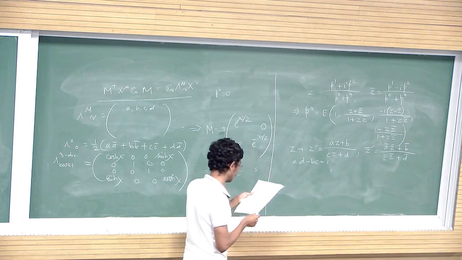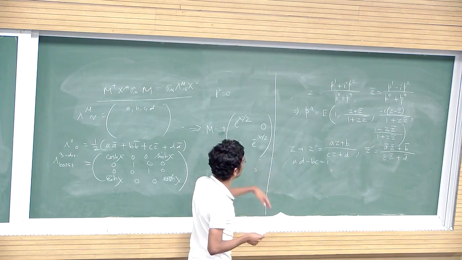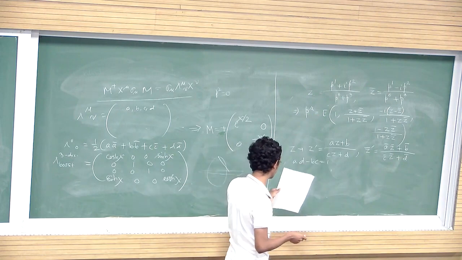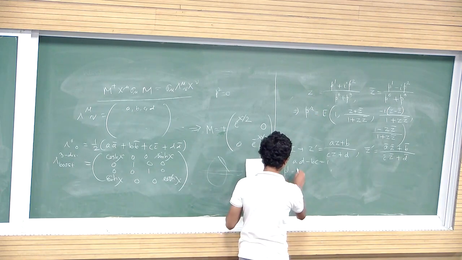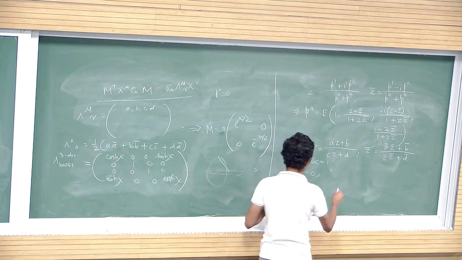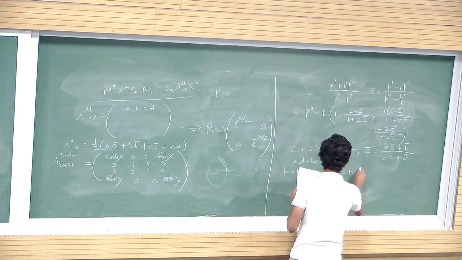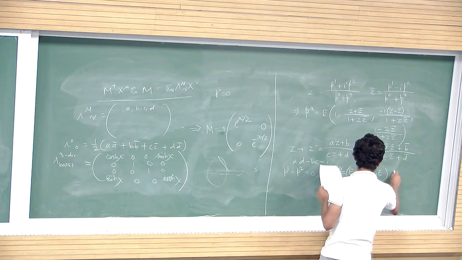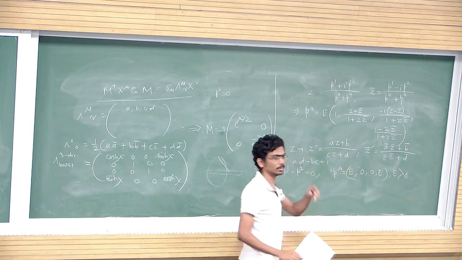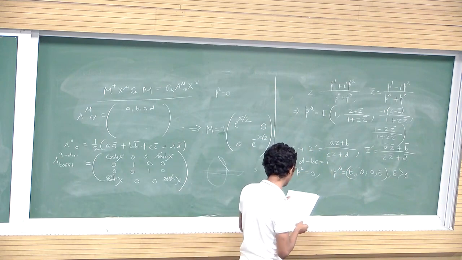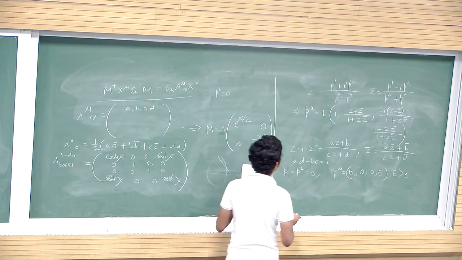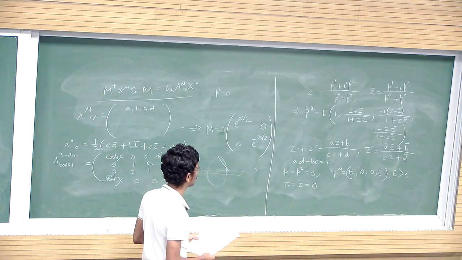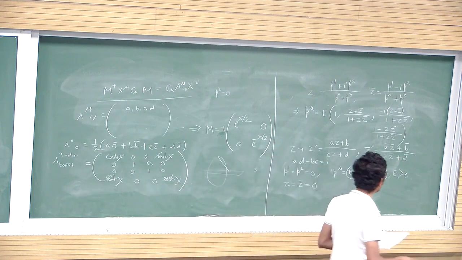Or let me be more precise. Suppose, for example, your null momentum is directed along the third direction only, that means p1 and p2 are 0, or rather your p mu is something like (E, 0, 0, E), with E greater than 0, that's what we were talking about. Then what you will see is that z and z bar are equal to 0. So what is this telling us?